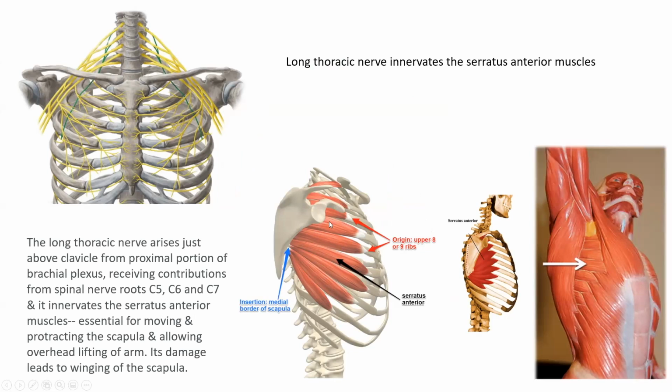And it's called serratus anterior because you can think of your serrated knives and you can see the serrations that are involved. This is a very important muscle because it inserts on the underside of the medial border of the scapula and allows the scapula to protract forward.